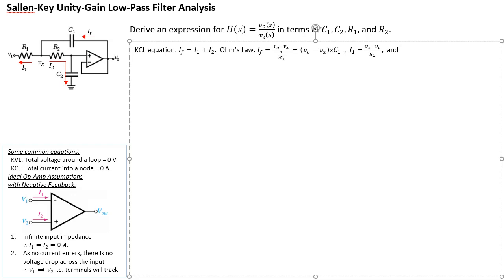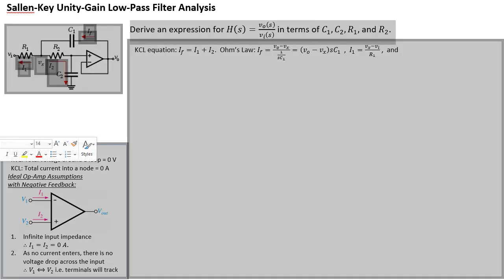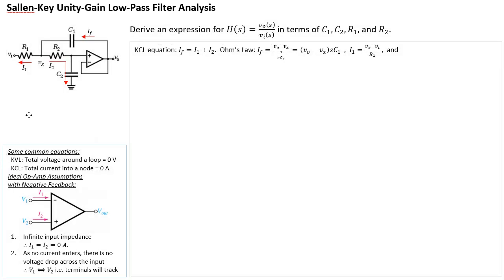Now, for I2, I have a choice. I think there's one more label I should put here. Since VO is on this node, this node here is also VO, so I'm going to put that label over here. So this node here is also VO, and this node here is also VO. Okay, so I can write I2.